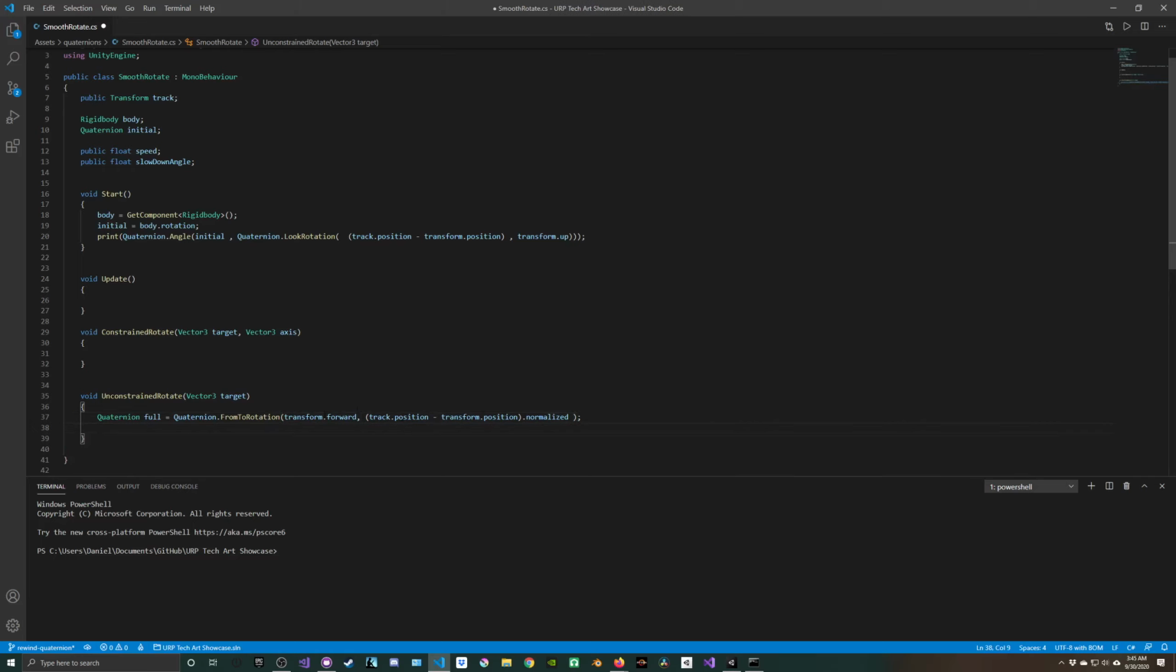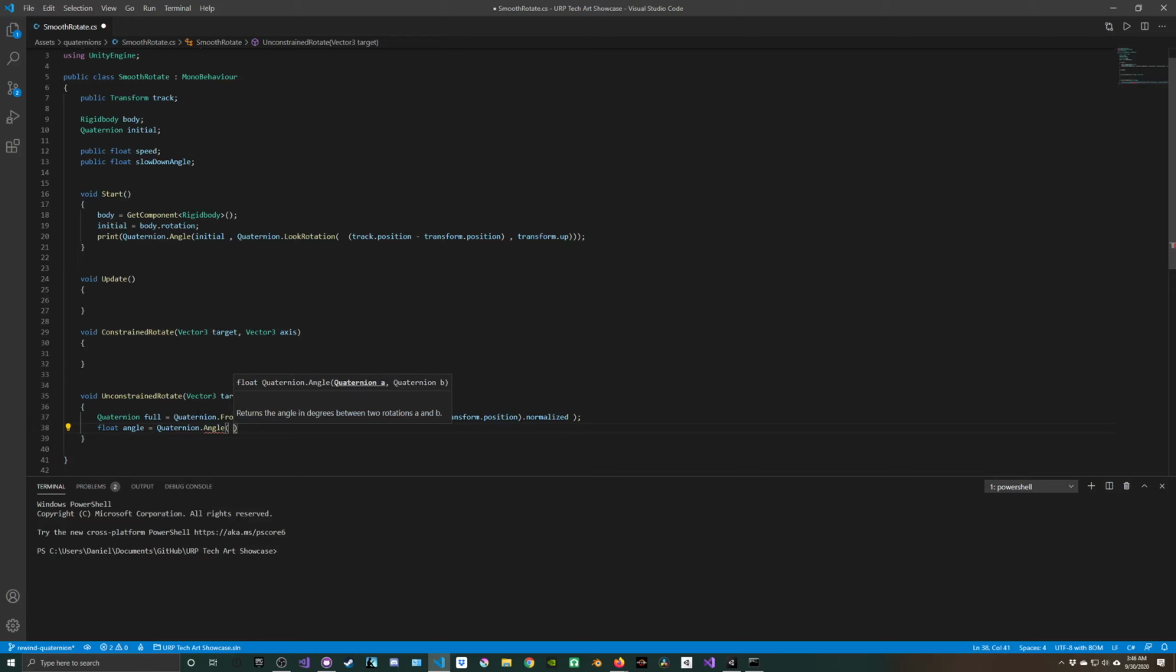So the reason I call this full is because it's the entire rotation necessary to go from A to B. So we can get our angle of that. We'll say angle. Is that already defined somewhere? Oh, okay. Just VS Code being a little weird on me. And we're going to say that's equal to Quaternion.Angle.